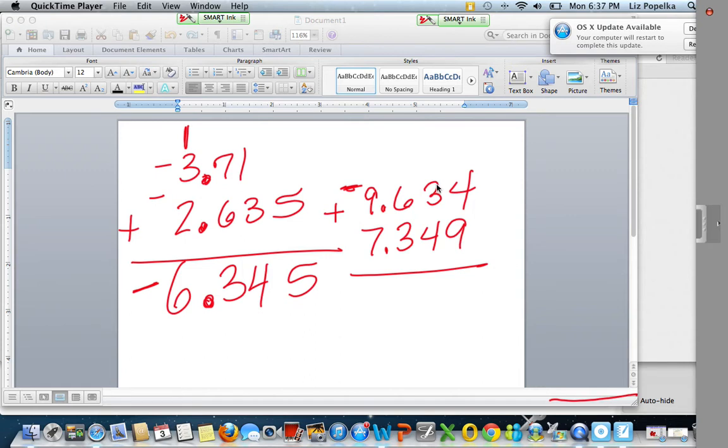Obviously, I can't take 9 away from 4, so I'm going to borrow from that 3, make this a 14. 14 minus 9 is 5. I can't do 2 minus 4, so I'm going to take away one of these tenths, turn that into a 5 tenths, make that a 12 hundredths. 12 minus 4 is 8. 5 tenths minus 3 tenths is 2 tenths. Bring my decimal straight down. 9 minus 7 is 2. And because I have more negatives than I do positives, that means my answer is going to be a negative 2.285.